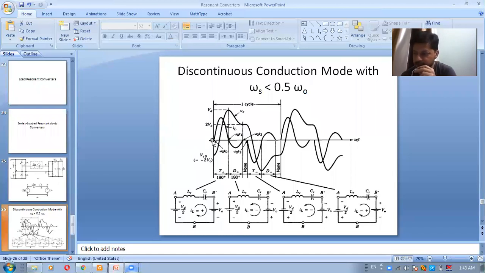The disadvantage of this mode is the relatively large peak current in the circuit, and therefore higher conduction losses as compared with the continuous conduction mode. So I'm stopping this video here, and in the next video we will see the continuous conduction modes. There are two continuous conduction modes. We will see both of them in the next video.